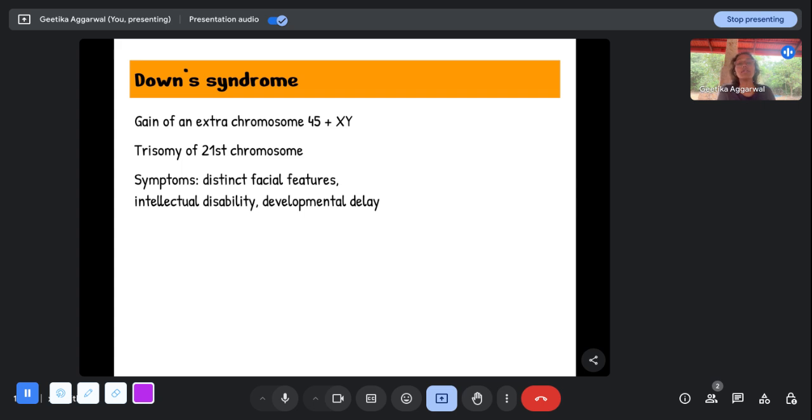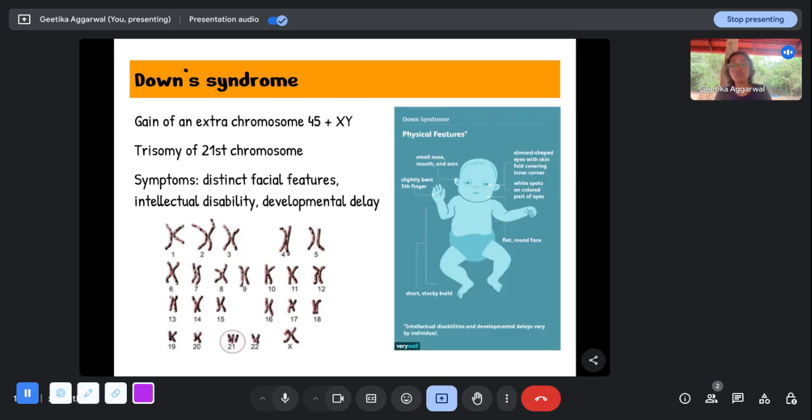Down syndrome, you might already be aware of this. Down syndrome is caused by the trisomy of the 21st chromosome, which means that there are three copies of the 21st chromosome instead of just two. It's a gain of one extra chromosome, so it is 45 plus XY. Normally we have 44 plus XY. We have 46 chromosomes in total. 44 of them are autosomal, and XY are the sex chromosomes. So it's 45 plus XY or XX.